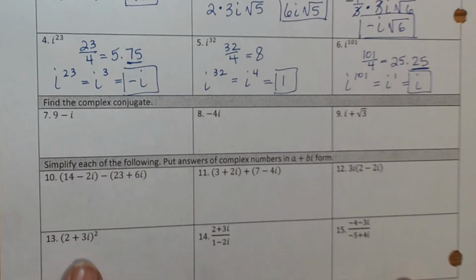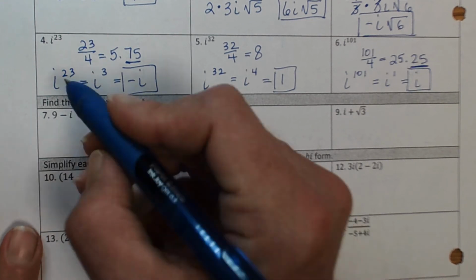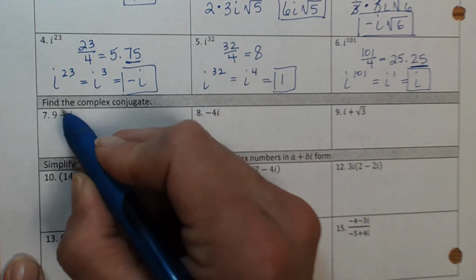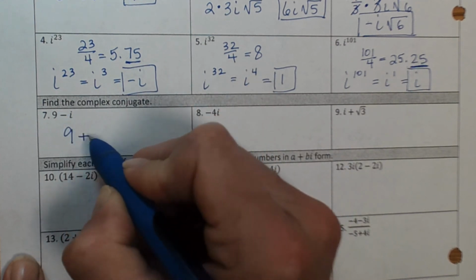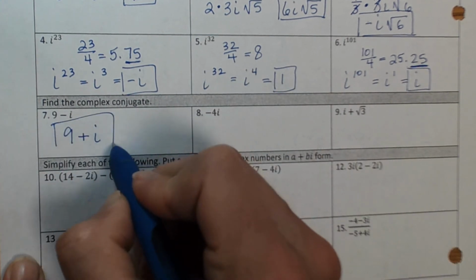All right, finding the complex conjugate. Now remember, the complex conjugate leaves our real number alone and changes the sign on the imaginary part. So our real number is 9. This is a negative, so we're going to change that sign and make it positive i. That's it. That's all I have to do.